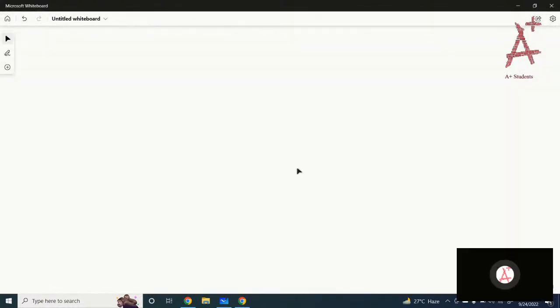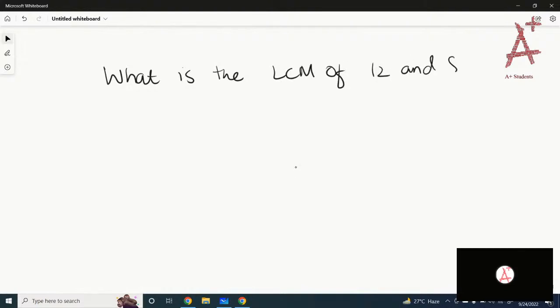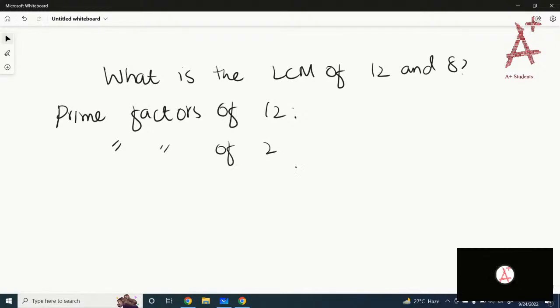Okay, the next one is, what is the least common multiple of 12 and 8? Okay, write down the prime factors for both the numbers. So prime factors of 12 is 2 times 2 times 3, and the prime factors of 8 is 2 times 2 times 2.